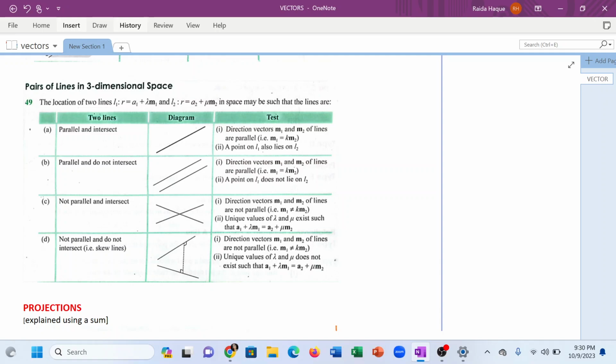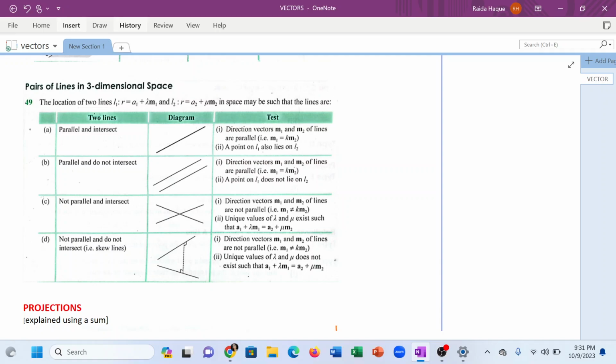Now, for our second condition, which is they are parallel and do not intersect. What happens here is their direction vectors are again equal, but this time a point on L1 does not lie on L2, as you can see with the diagram itself, right?